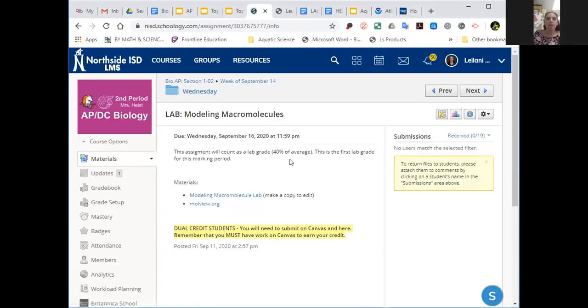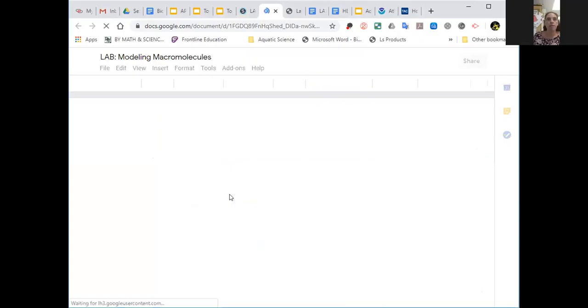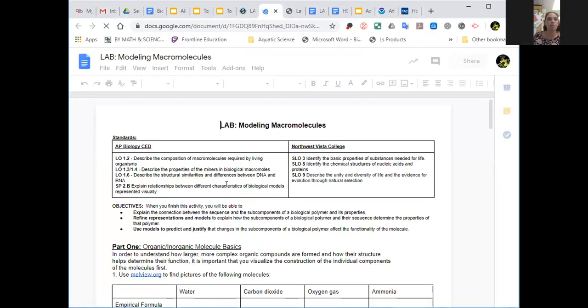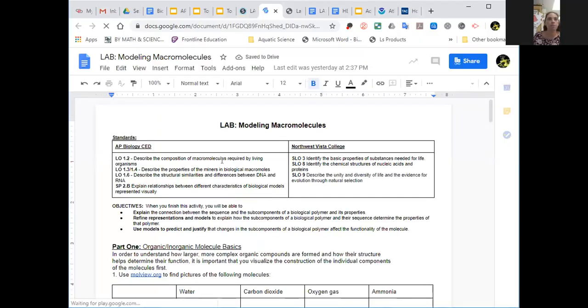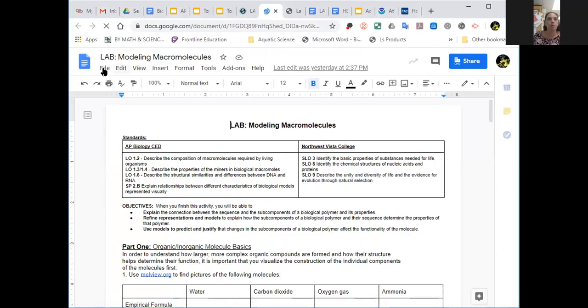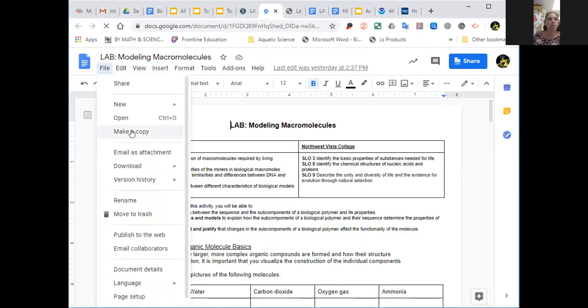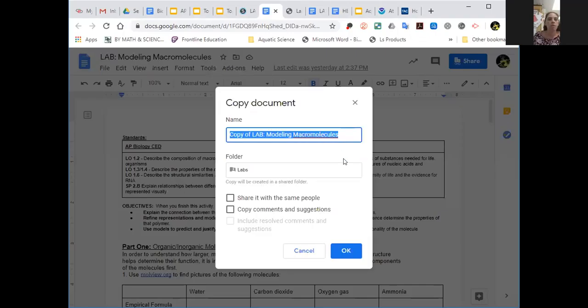In this lab, you're going to need two things. We've got a website here that you need to have open and available, and then our modeling macromolecule lab. You'll need to make a copy first in order to edit. So I'm going to open up both things. Here's my lab. File. And I want to make a copy so that I can edit this.